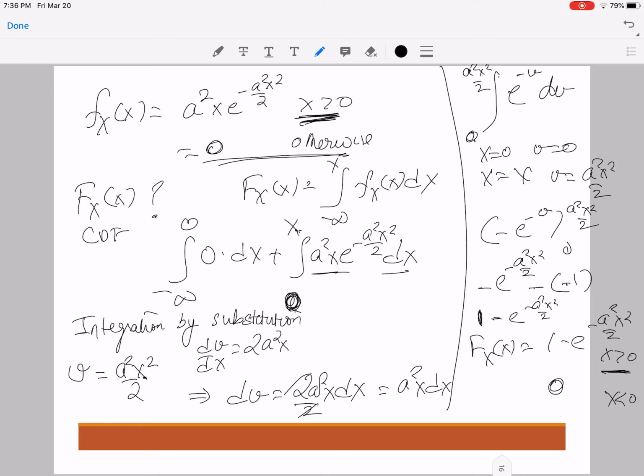Now notice here, if I substitute x as infinity, the exponential term will rapidly plummet to 0. So F of x becomes 1 for x equal to infinity. So it is indeed a valid CDF. When I plug in x equal to 0, I get e to the negative 0, and e to the 0 is actually 1. So 1 minus 1 is equal to 0. So this CDF starts at 0, and then it climbs all the way to 1.